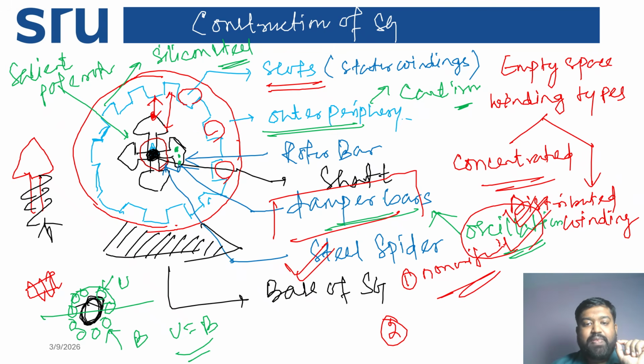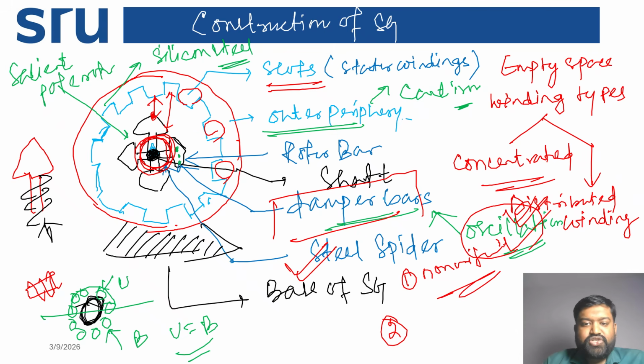And why the steel spider? You see the poles, the rotor bars are just pointed outside. That means when it rotates, it will exert a higher force across this tip. If a higher force is exerted across the tip, there is a chance of these bars breaking. To avoid this, we connect one steel spider in this manner, by which it will hold and give strength to the rotor bars.